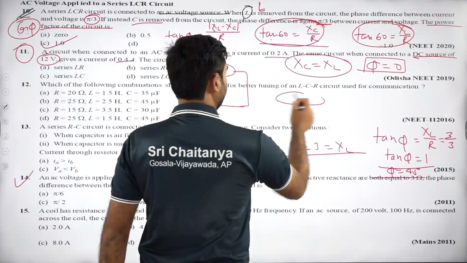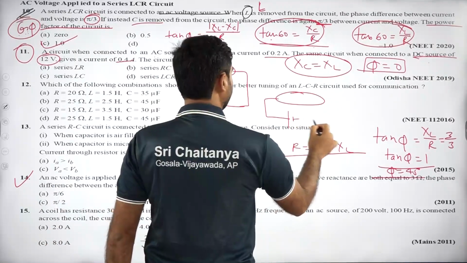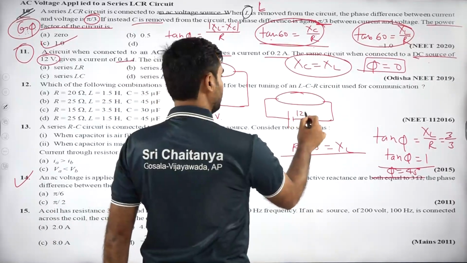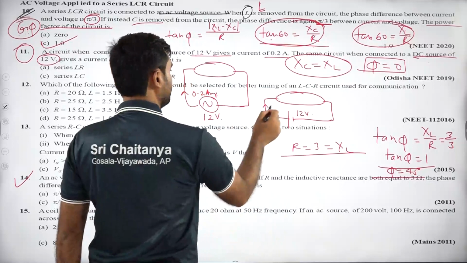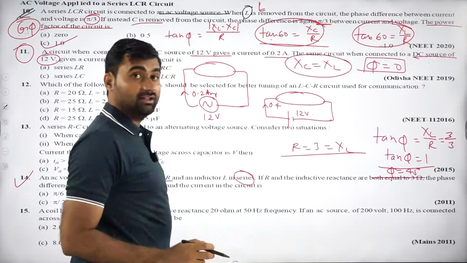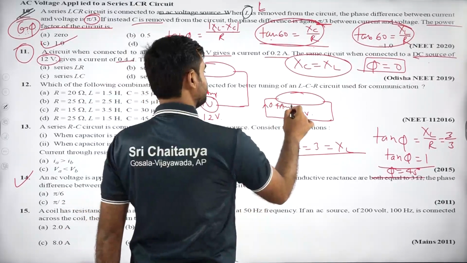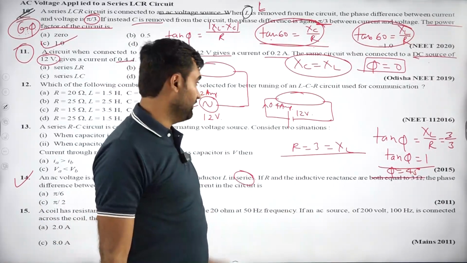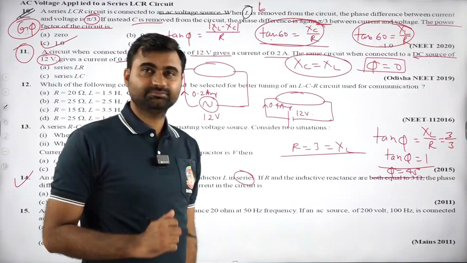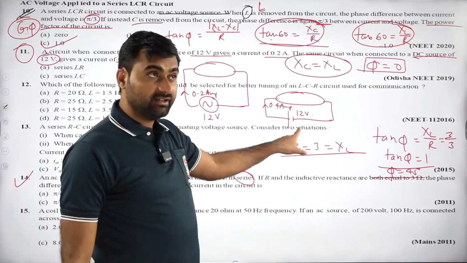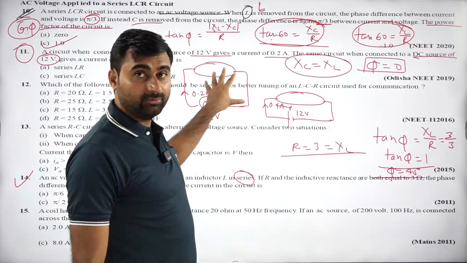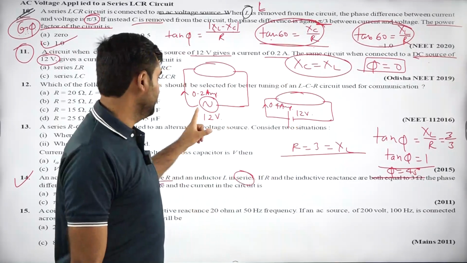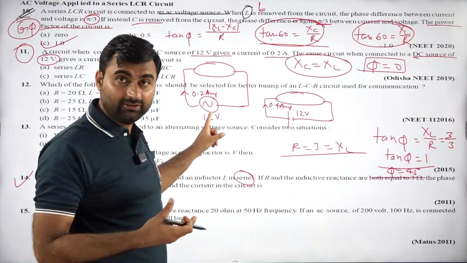The same circuit is connected with DC voltage, which we represent like this. Voltage value is 12 volt. Current value is 0.4. You can see here the current increased. If the current value increased, it means the resistance value decreased. So the same circuit produces less resistance for DC voltage, and more resistance for AC voltage.